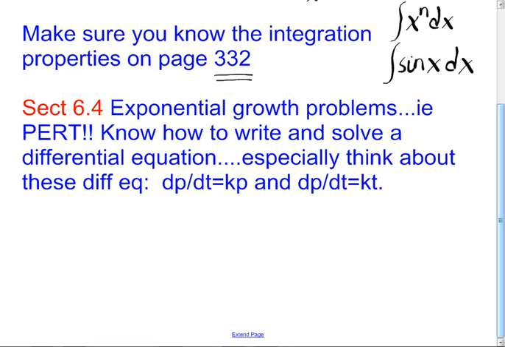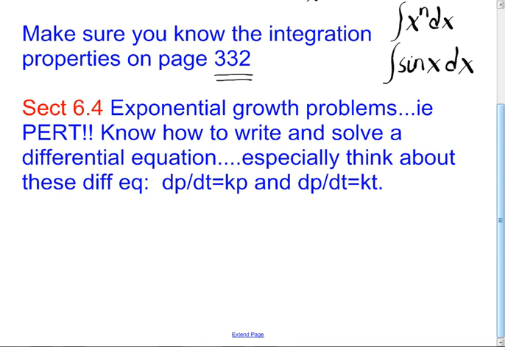Okay, and then the last section, and we didn't do much with half-life and that sort of thing, but we did talk about differential equations, and even did a problem from a word problem. It's on the Chapter 6 review sheet, so you might want to look at that. Exponential growth is huge on the exam, so make sure you know how to do those. In fact, a fair number of the first problems in 6.4 are PERT. Remember PERT? P equals P naught e to the rt.